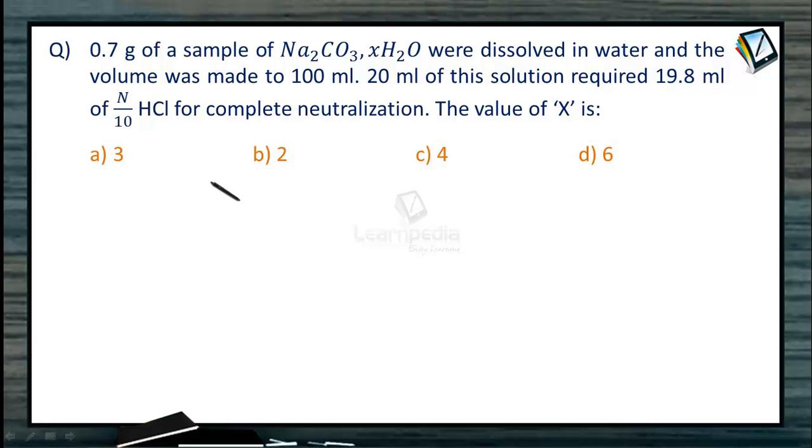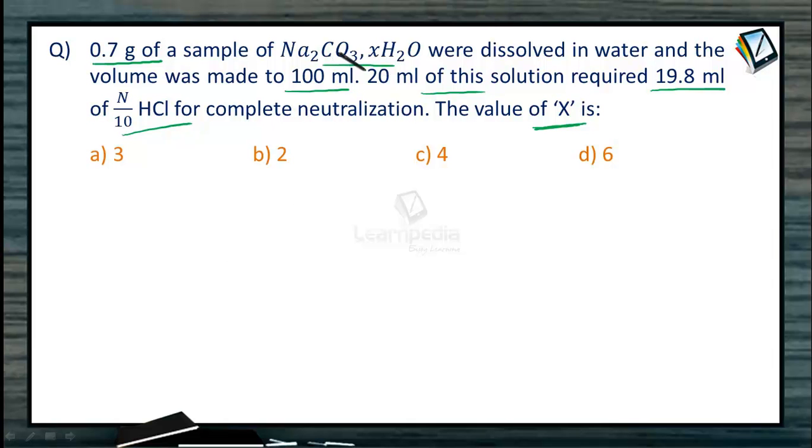In this numerical, 0.7 grams of a sample of hydrated sodium carbonate was dissolved in water and the solution was made to 100 ml. And 20 ml of this solution required 19.8 milliliters of 1 by 10 normal HCl for complete neutralization. And we need to find out the x value in the hydrated sodium carbonate formula.